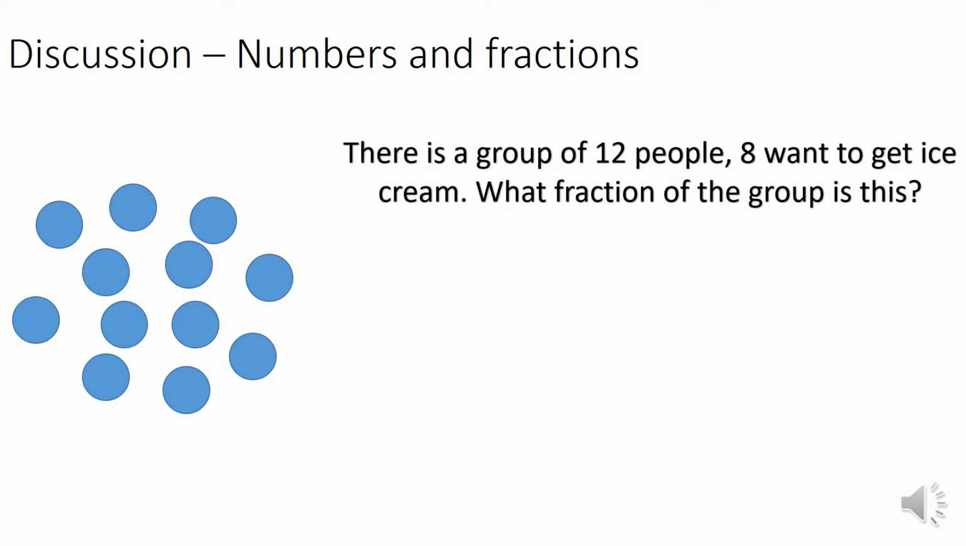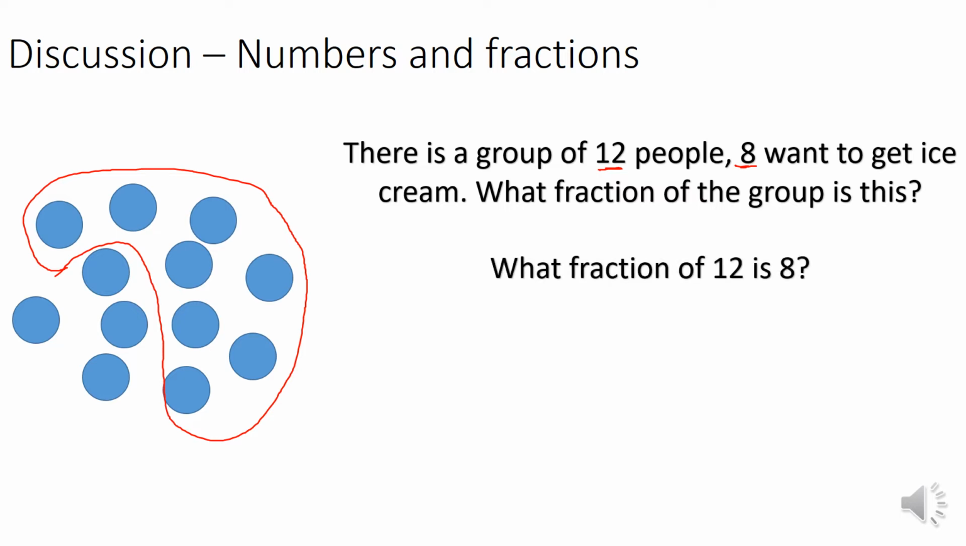So one last one with people and ice cream. 8 people want to get ice cream out of 12. So we've got 8 out of 12. Let's circle them. So 8 out of 12. Again, writing it as a simpler one-sentence thing: what fraction of 12 is 8?